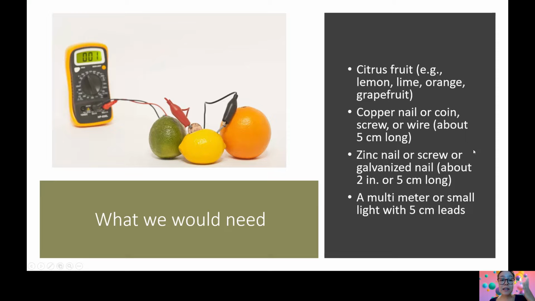Okay, what would we need to create our fruit battery? We need a citrus fruit, so a lemon, a lime, an orange, or a grapefruit. A citrus fruit is an acidic fruit. We need a copper nail or coin, or screw or wire. We also need a zinc nail or screw. And we need a multimeter or a small light bulb.